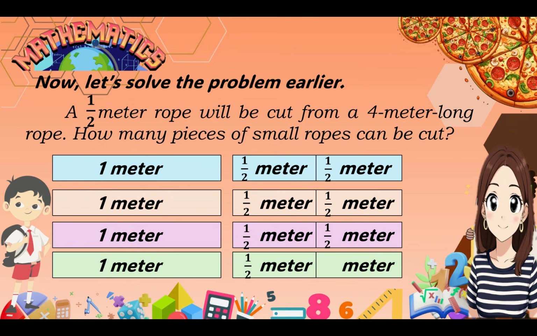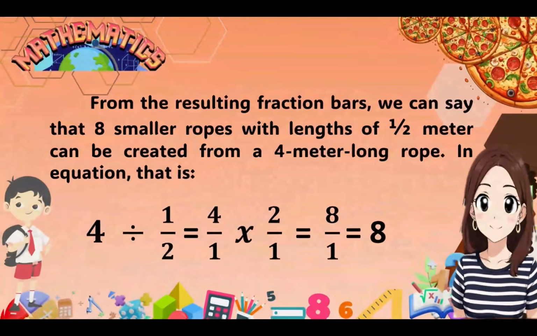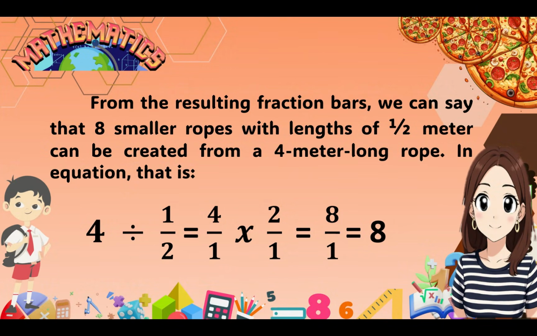So how many pieces of ropes can be cut from the 4 meter long rope? Just by looking at the illustration or the pictorial representation, we can directly tell that there are 8 1/2s in a 4 meter long rope. So 1, 2, 3, 4, 5, 6, 7, 8. Or let's compute it. From the resulting fraction bars, we can say that 8 smaller ropes with lengths of 1/2 meter can be created from a 4 meter long rope.